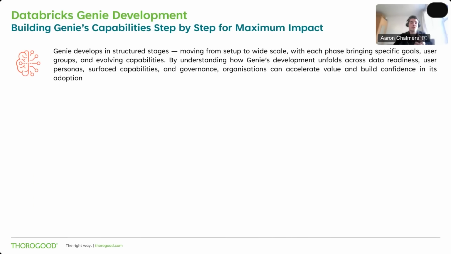Genie develops in structured stages, moving from initial setup to wide-scale rollout, with each phase bringing specific goals, user groups, and evolving capabilities. By understanding how Genie's development unfolds across data readiness, user personas, surface capabilities, and governance, organizations can accelerate value and build confidence in its adoption.